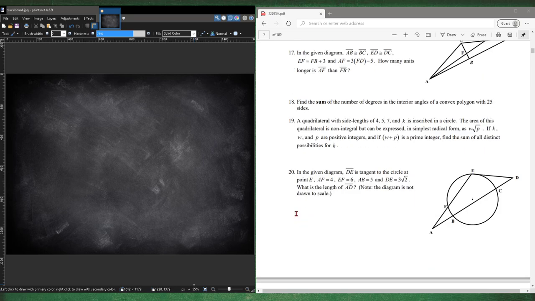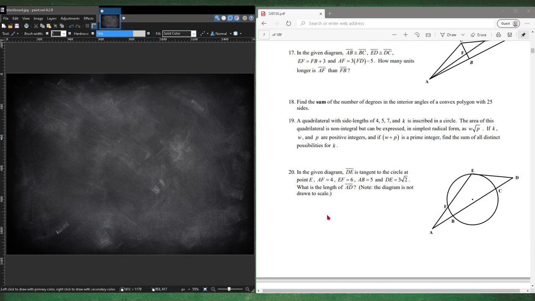Okay, number 18. Find the sum of the number of degrees in the interior angles of a convex polygon with 25 sides. So the formula is just 180 times the number of sides minus 2. So plug in 25 in there. 25 minus 2 is 23. 23 times 180 is 4,140. And that's it.